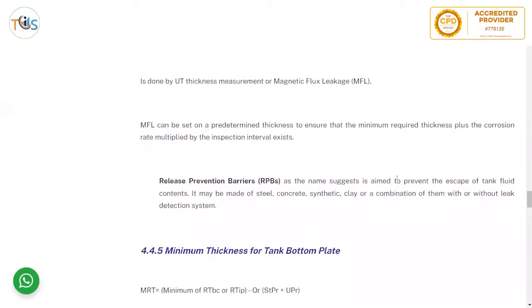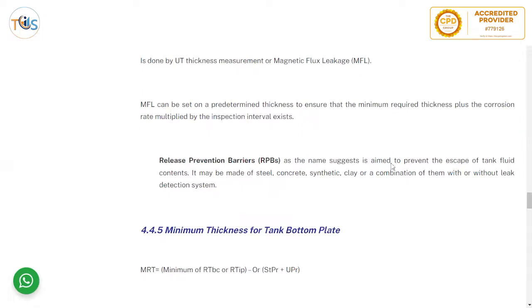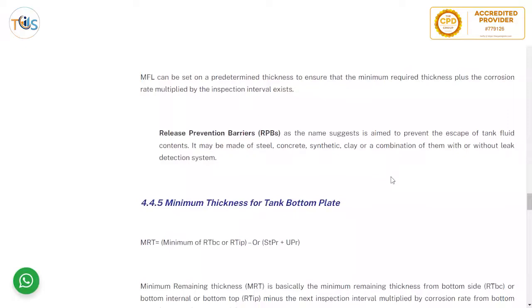Bottom plate thickness measurement is done by UT thickness measurement or magnetic flux linkage. MFL can be set on a predetermined thickness to ensure that the minimum required thickness plus the corrosion rate multiplied by the inspection interval exists. So anything less than that thickness, you scan by MFL, it beeps or warns you, and then you can zoom in and do more UT thickness measurement to find out the exact thickness of that local area.